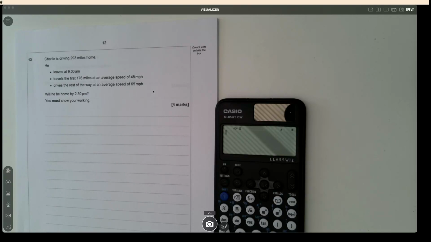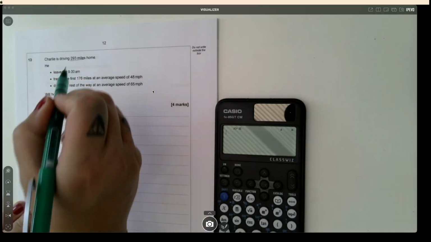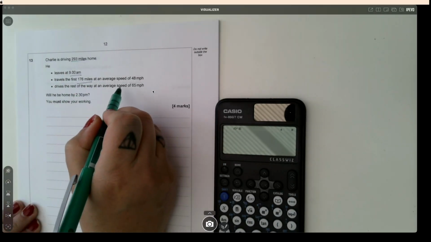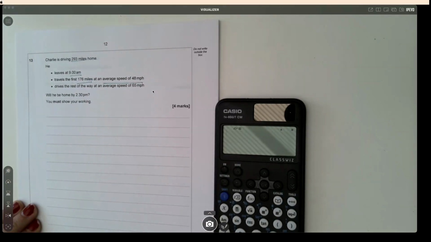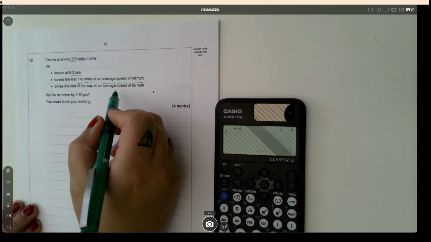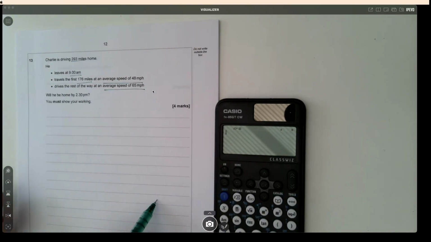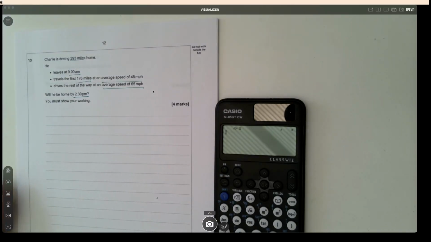Question 13. Charlie is driving 293 miles home. He leaves at 9 a.m, travels the first 176 miles at an average speed of 48 miles per hour, and then drives the rest of the way at an average speed of 65 miles per hour. Will he be home by 2:30 p.m? You must show your working out.